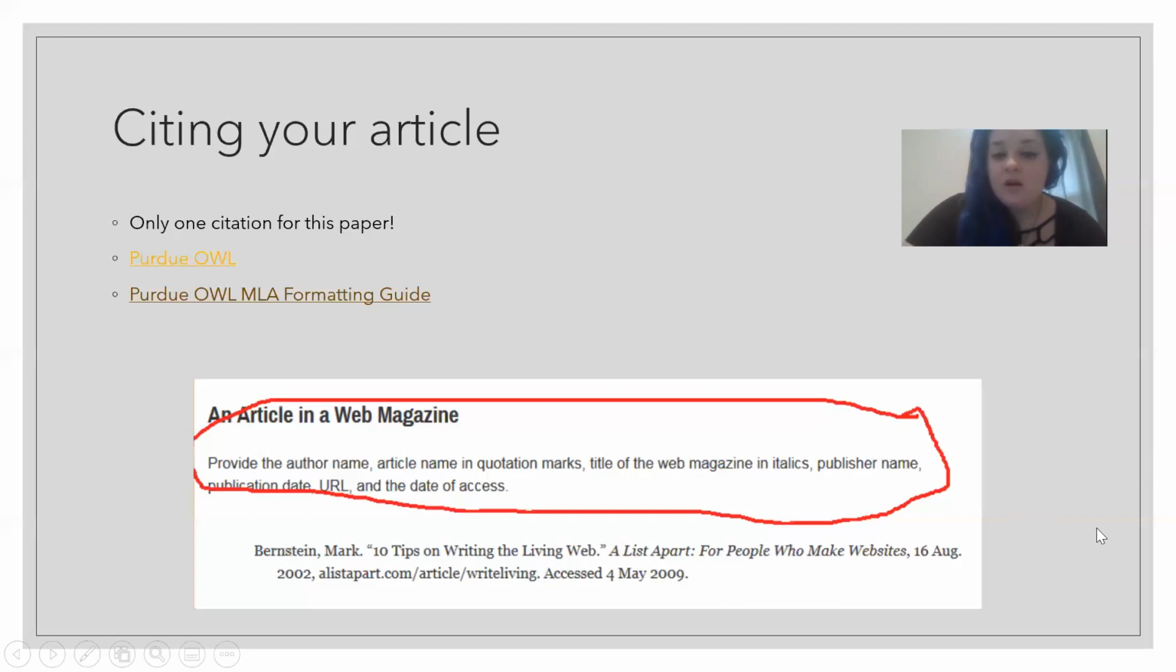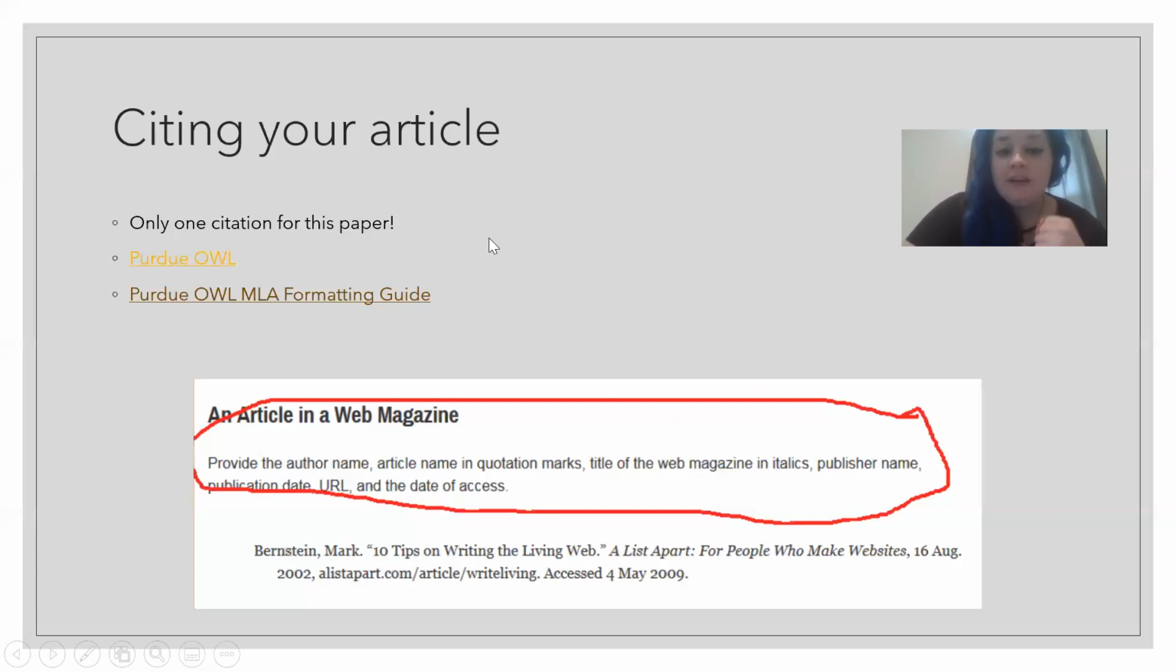Most of your articles are probably from a web magazine. Some of them might be newspaper. I don't think so. I think they're all from this. I'm trying to remember exactly which sources I picked, but I try to pick ones that would all be in the same format, okay? So this is what your citation should look like, okay?